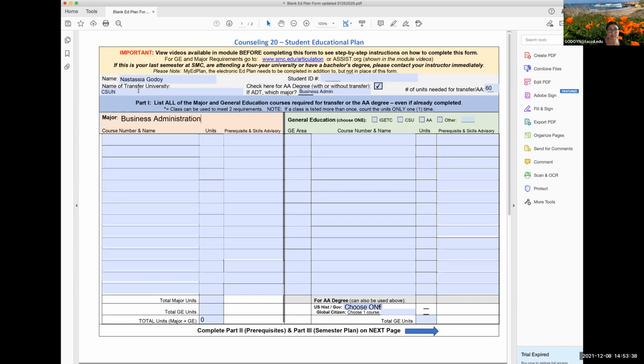I have my name, my transfer university. I am going to get an associate's degree for transfer, and I know I need 60 units at least to transfer and to get the associate degree for transfer. So for my major, business administration, I know that I definitely want to look at assist.org to see what major prep I need. And I'm going to be putting in my course number and name and the units here. That's the first part I'm going to be doing.